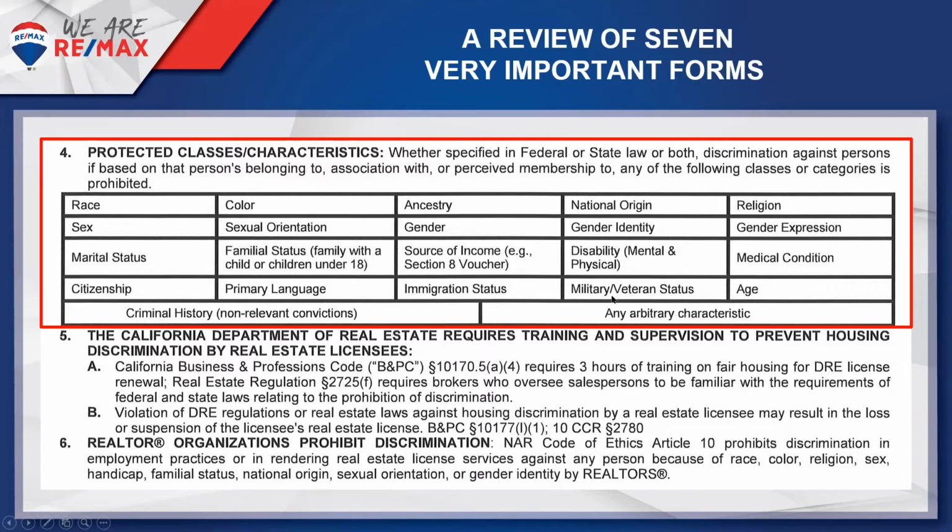The most recent one that was added to this list is military and veteran status. A few years ago, criminal history was also added. You can't discriminate against somebody due to their past criminal history for non-relevant convictions. If their conviction is relevant to what they're trying to do in real estate, there could be cause to discriminate, but in general, no. Section 8 housing is another recent law. You cannot discriminate against somebody who is paying their rent with Section 8 funds.